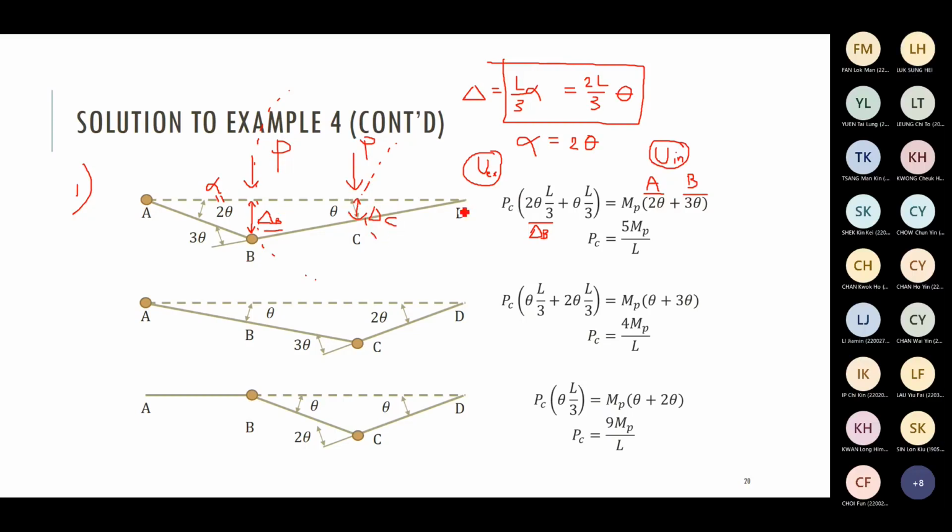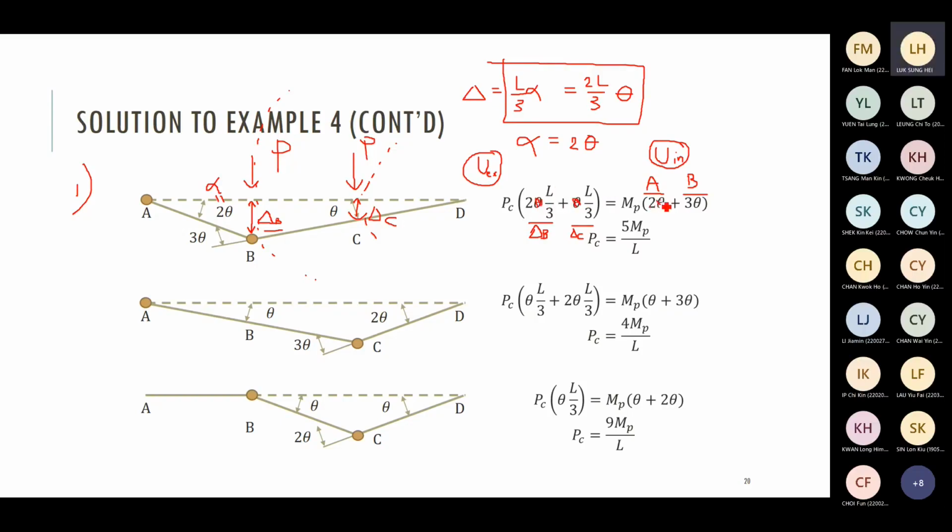The radius is L/3. The rotation is theta. So actually this is delta C. Similarly, you see thetas on both sides of the equation. You can eliminate theta on both sides of the equation. Cancel it.